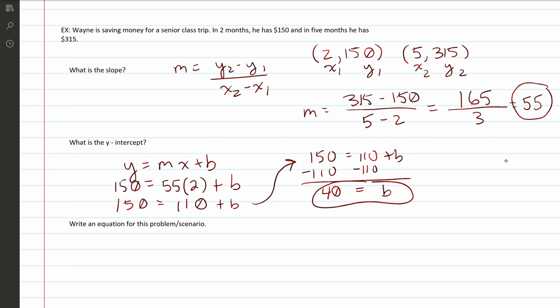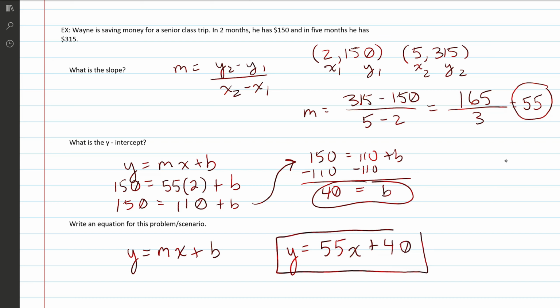So now lastly it asks us to write an equation for this problem or scenario. Well, we're just going to use slope-intercept form to model this. All we're going to plug in is the slope and y-intercept that we just found, and then we're done. So y is equal to 55x plus 40. This is the equation that models this scenario of Wayne saving money for his senior class trip. In 2 months he has 150, and in 5 months he has 315. So it's telling us that the rate of change of his money is about $55 per month.